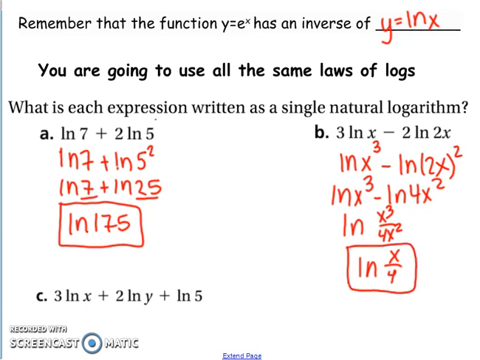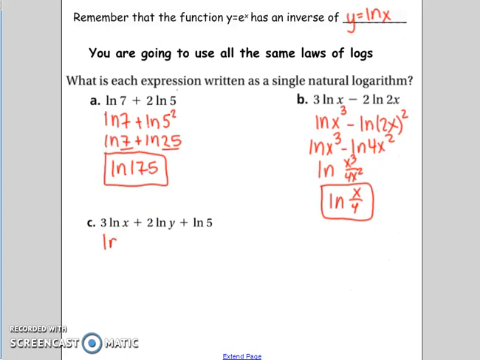Okay, and then the last one, we get ln of x cubed plus ln of y squared plus ln of 5. Since everything is being added, we're going to multiply it all. So we're going to have the ln of 5x cubed y squared.